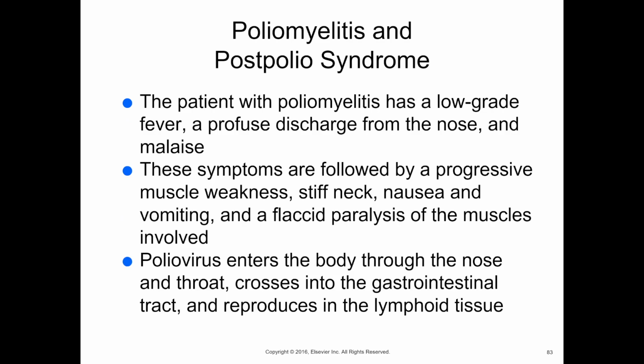Now, poliomyelitis and post-polio syndrome. Polio is a viral infection of the anterior horn cells of the gray matter of the spinal cord. So I'm going to draw this out real quick right here. We have our spinal cord, right?